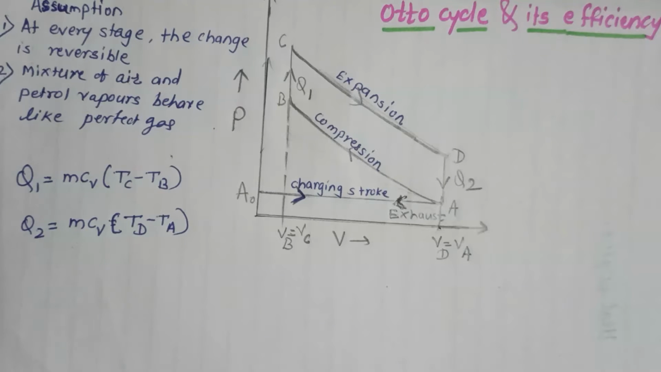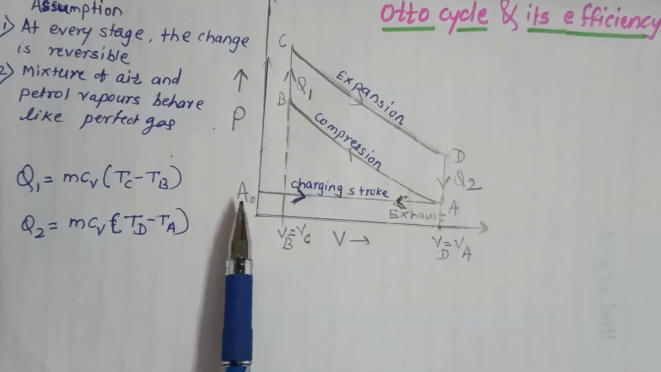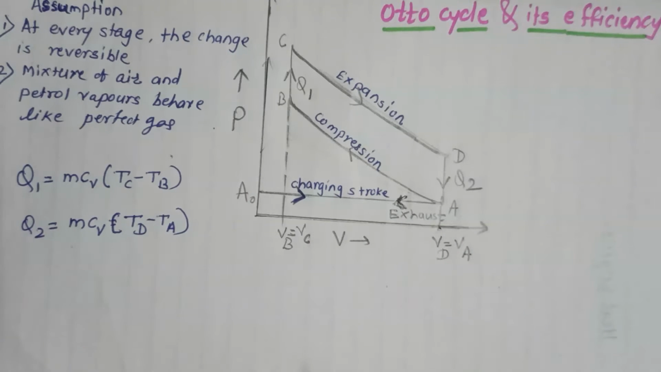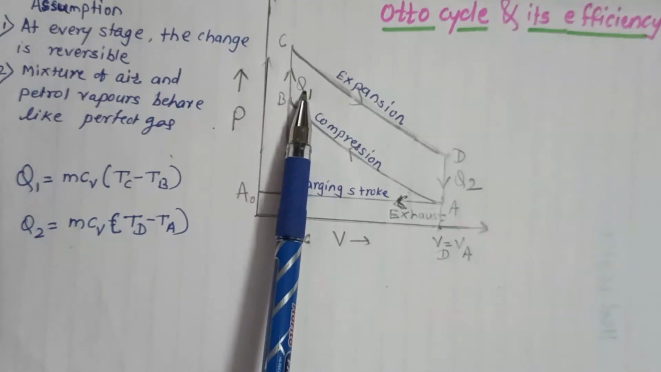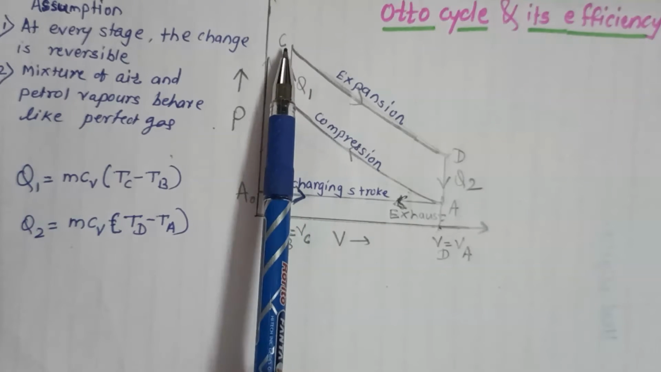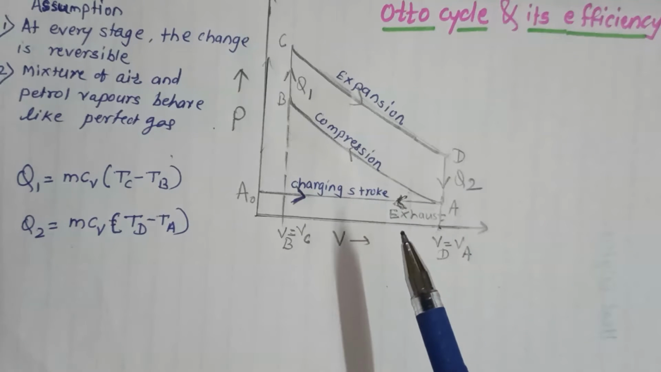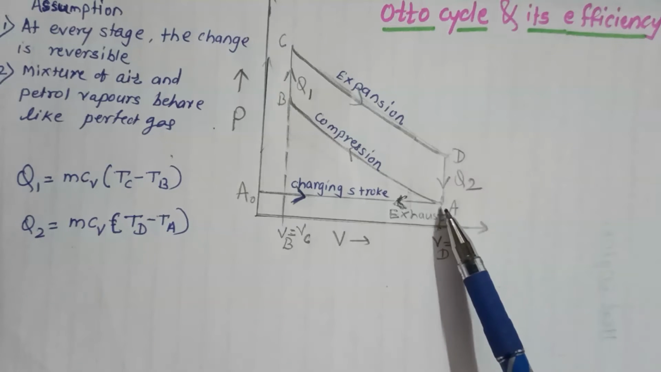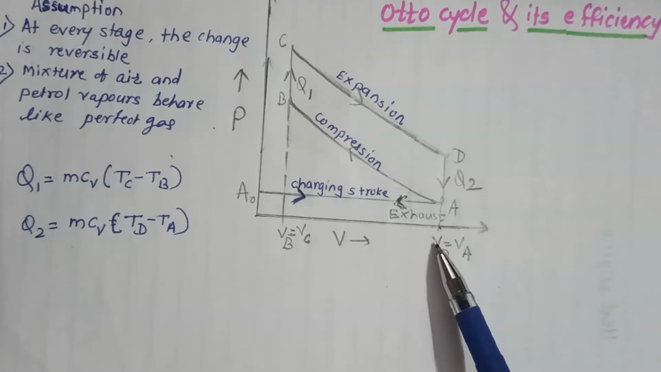In Otto cycle, two processes, A0A, this is the charging stroke, and another AA0, this is exhaust stroke. Both cancel with each other. Amount of heat produced Q1 along BC curve. Along BC, there is a volume constant. Heat given to the surrounding, that is Q2, is along DA. Along DA, volume is again constant.